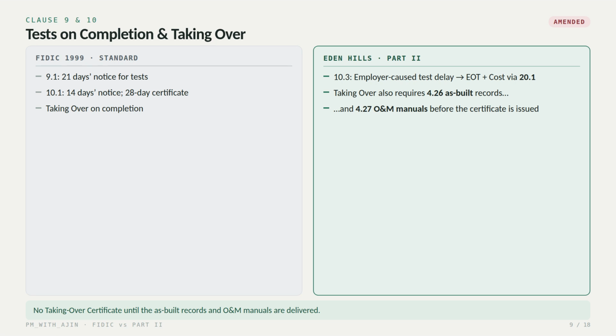Clauses 9 and 10 Tests on completion and taking over. The standard notice periods still apply: 21 days for the tests and 14 days ahead of taking over. But this contract has 2 important conditions. Taking over cannot happen until the contractor has delivered the as-built records under subclause 4.26 and the operation and maintenance manuals under 4.27. No as-built records and manuals, no taking over certificate.